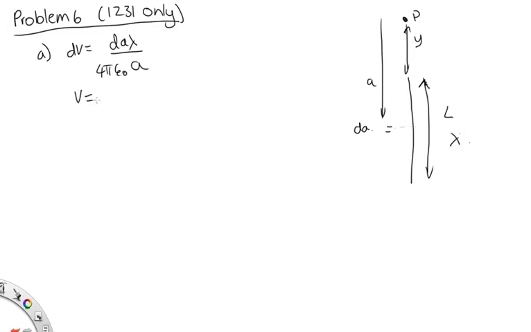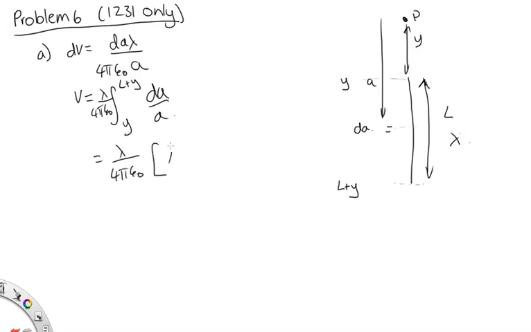So we have V is equal to the integral. Now we're summing up from A, the distance from point P. Down here the distance is L plus y, and up here the distance is y. So we're summing up all the little intervals from y to L plus y. Now lambda is a constant, so we can pull it out the front, and 4 pi epsilon naught are also constants, and so we're left with dA over A. When we integrate this, we get a log function. So this is lambda over 4 pi epsilon naught, and now it's log of A from y to L plus y.